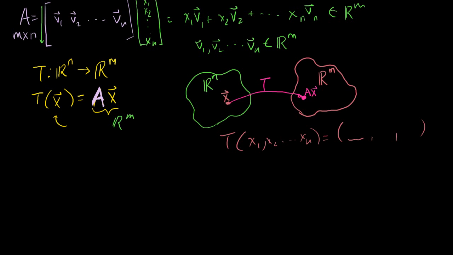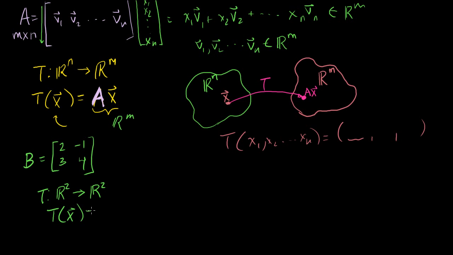So let's say I have my matrix B, and it is a fairly simple matrix. Let's say 2, -1, 3, and 4. And I define some transformation T that goes from R2 to R2, and I define T of some vector x is equal to this matrix B times that vector x.